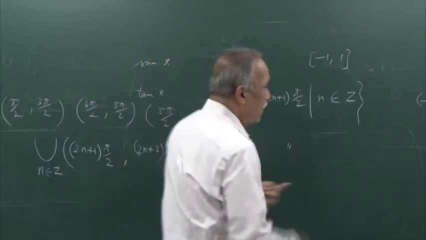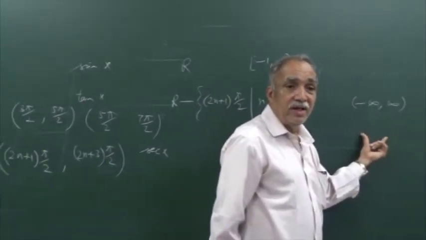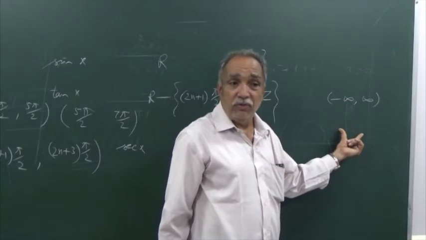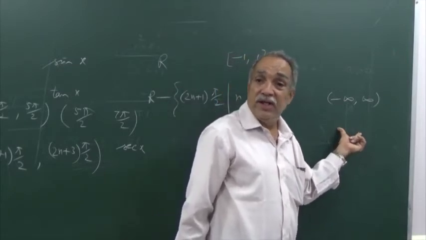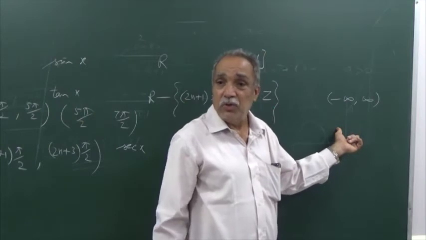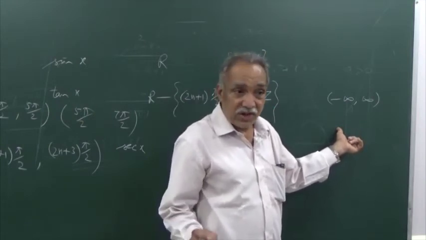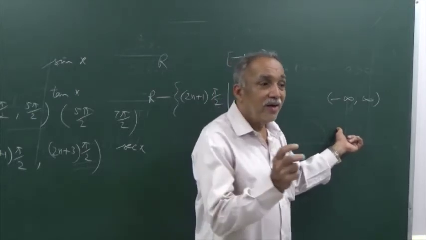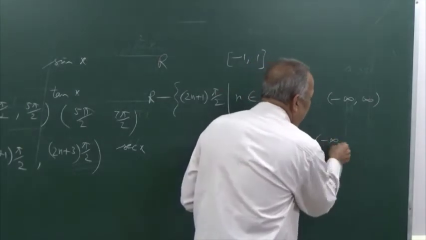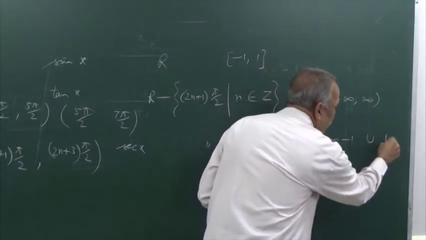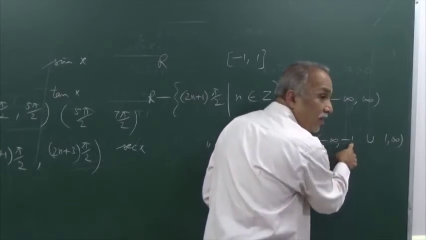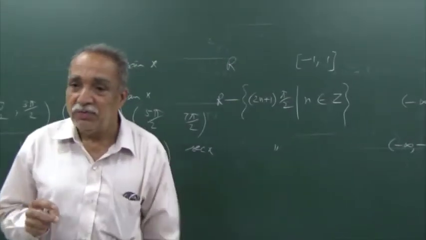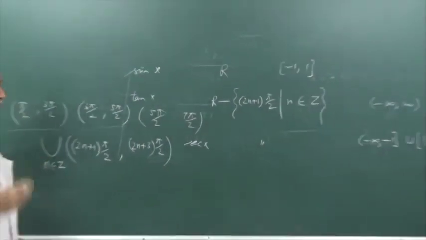Okay. And range. Now it will not be R. It will not be from minus infinity to infinity. Not every number from minus infinity to infinity can be attained by secant x. It takes only those values which lie numbers outside the interior of minus 1 to 1. Okay.